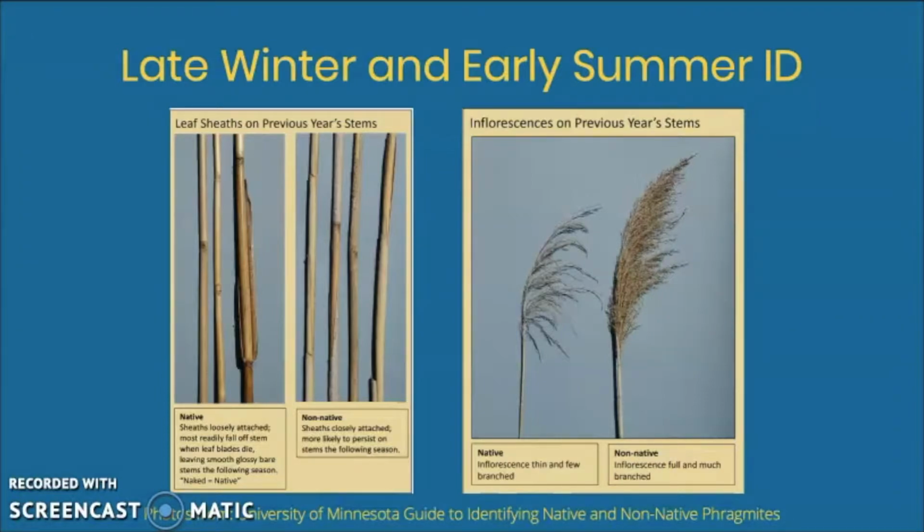However, I will say it's always a good idea to look at as many ID features as you can when you're trying to differentiate between non-native and native Phragmites, just to ensure that you're getting the most proper ID possible. So don't rely on just the relative fullness of a plume. Try to look for both of these features if you can. And these photos here, as well as the photos on the next slide, are taken from the University of Minnesota Guide to Identifying Native and Non-Native Phragmites, which is the guide that is included in your volunteer package. So you'll have this tool at your disposal when you're trying to identify non-native Phragmites.